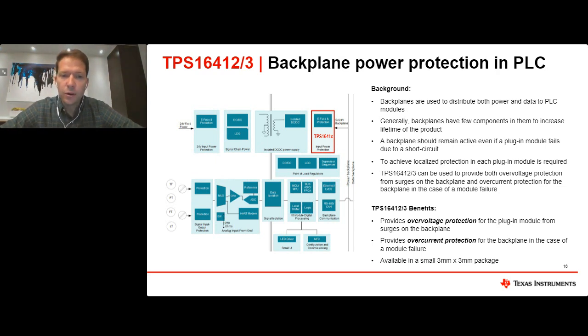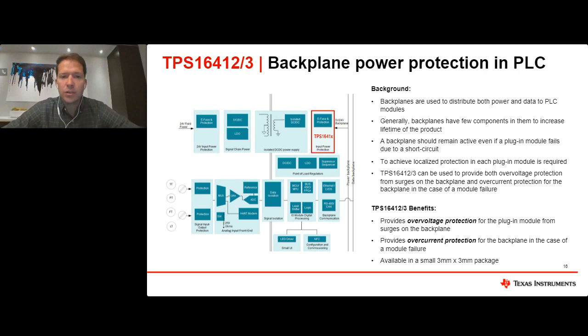One of the critical things for backplane requirements is for it to remain active even if a plug-in module fails. Even if one module fails, it shouldn't bring down the whole backplane. So power and data should still be provided to the other modules attached to the backplane. To achieve this, you need some type of localized protection in each of the plug-in modules to make sure that if one fails, it only turns off that module. It doesn't affect the backplane.